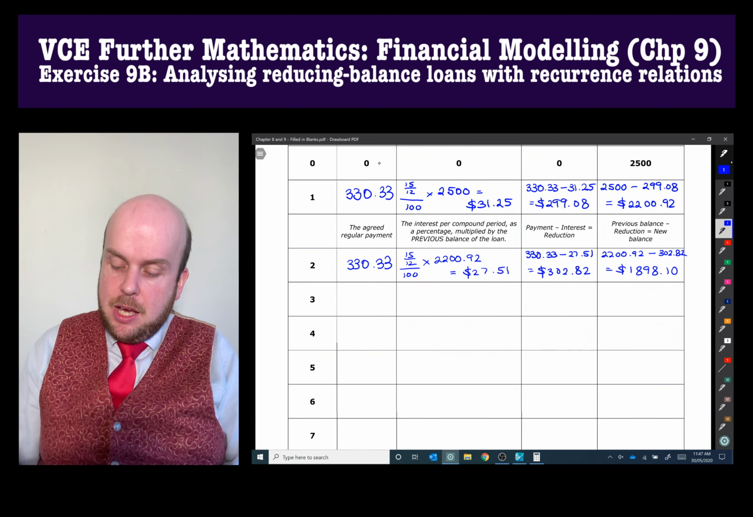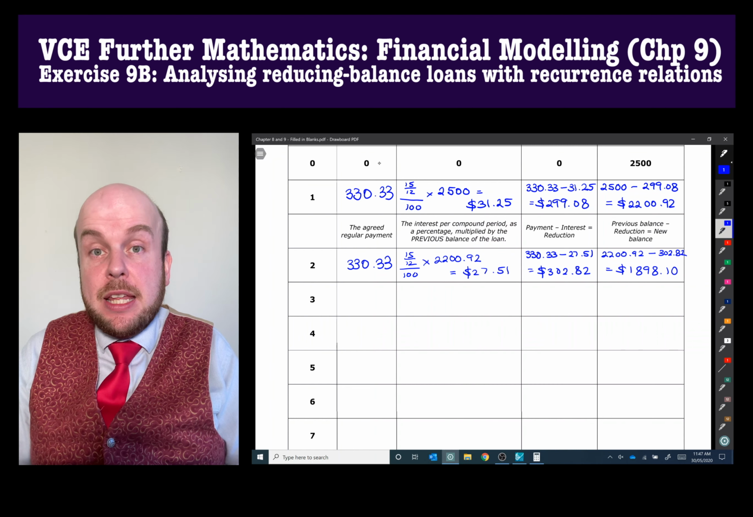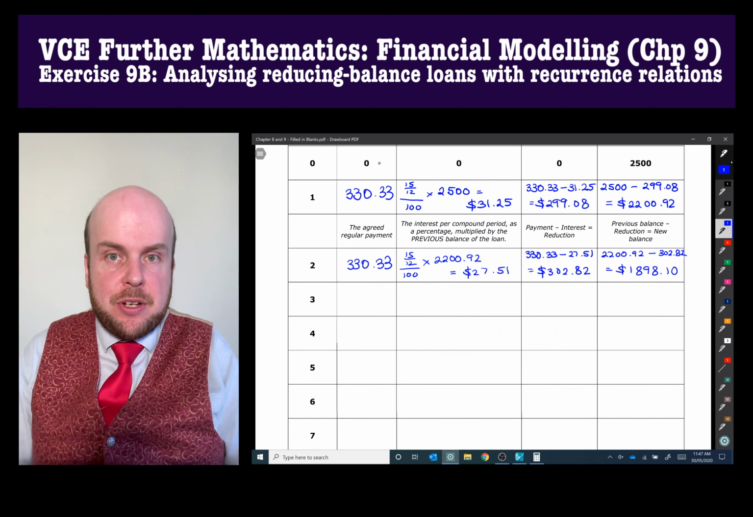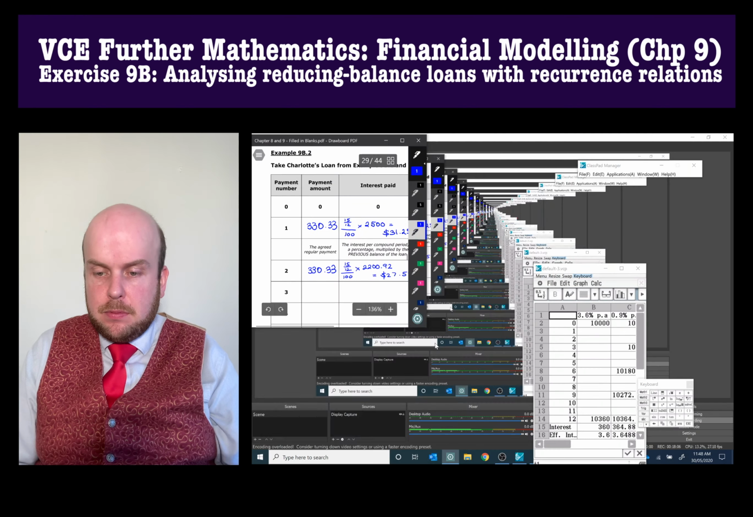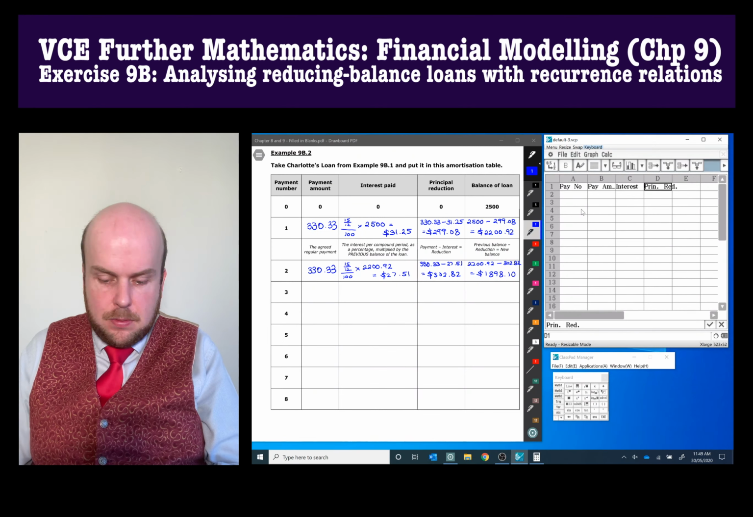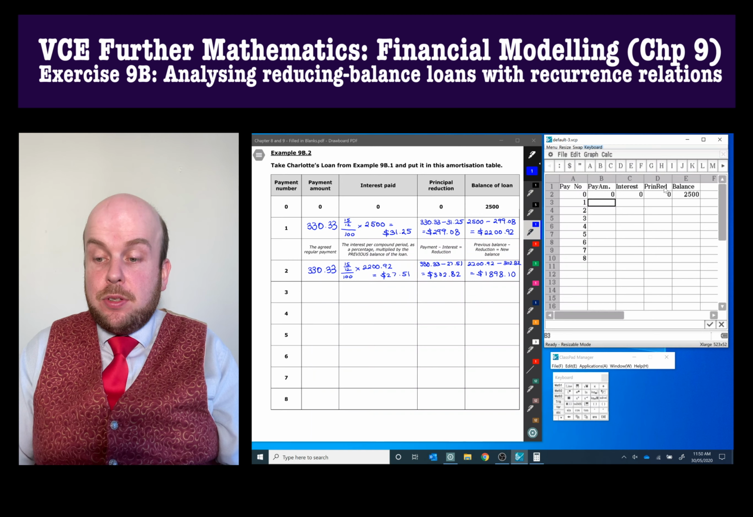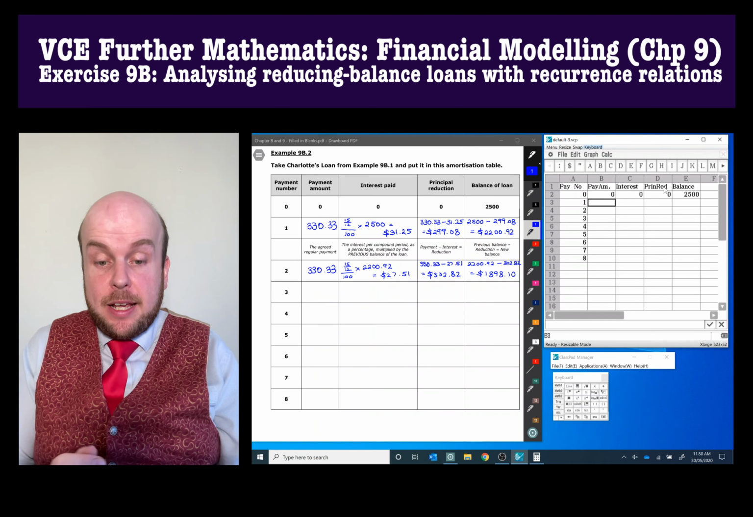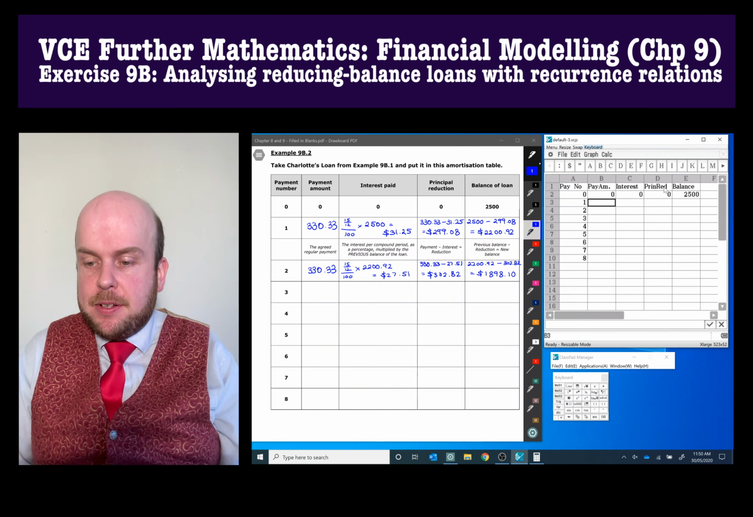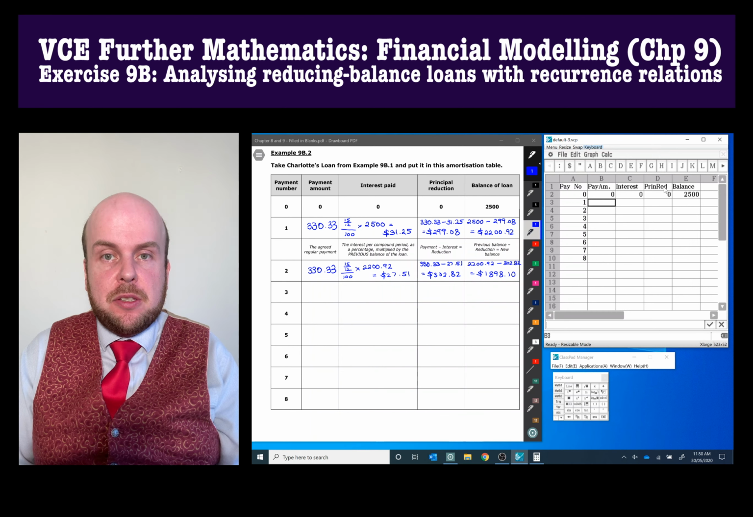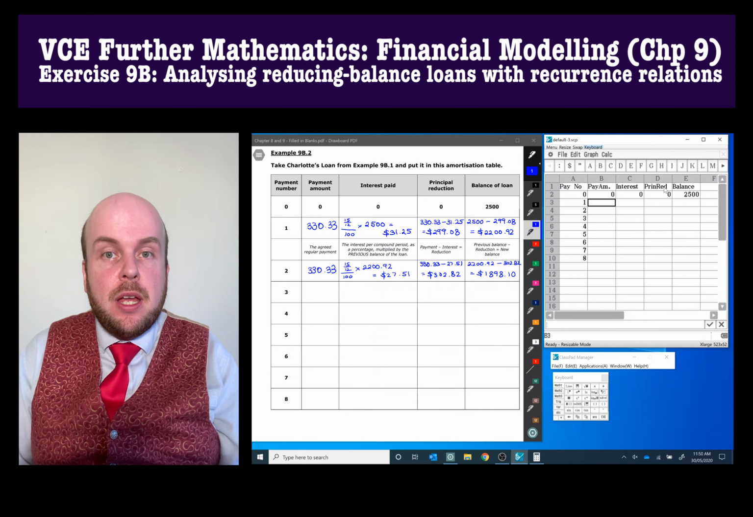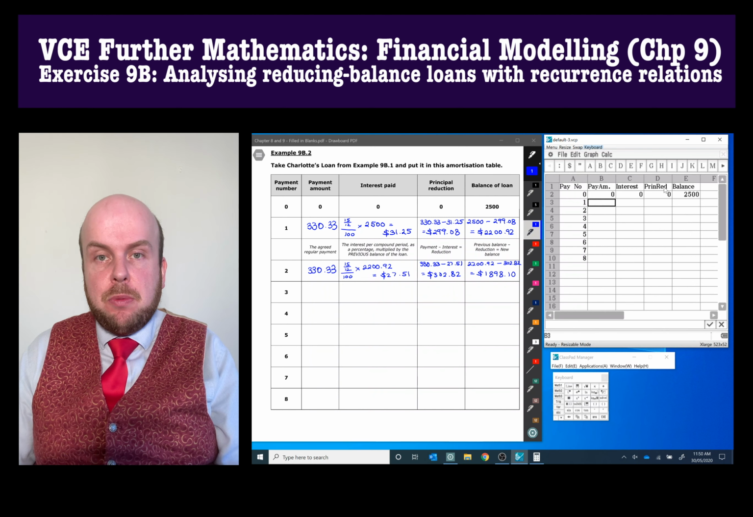However, we can use the CAS's spreadsheet function to speed this up for us. So I've set up my spreadsheet to look like the table that we've seen in this handout. Now I'm going to fill in the spreadsheet using formulas and various different values.